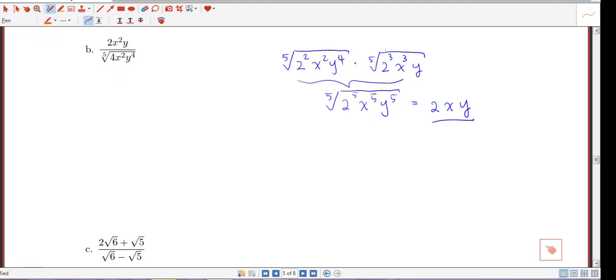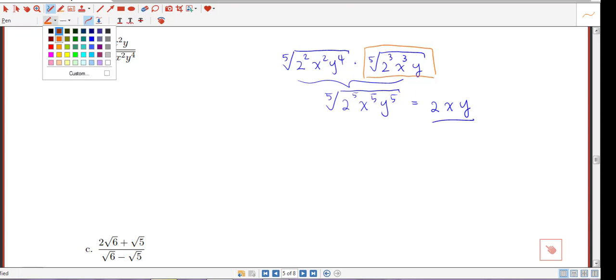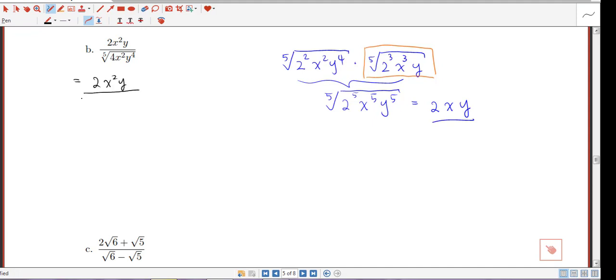So what you need to do is this. This is the magical quantity that you're going to have to multiply the top and the bottom of the given expression. I hope this makes sense to you. But anyways, let me just rewrite everything out. I'm going to first rewrite this guy as 2x squared y over fifth root of, I'm going to break down the base 4 into 2 squared because I don't want to deal with a bigger number, x squared y to the fourth. Alright, now let's take a look at that magical number that I boxed in orange.